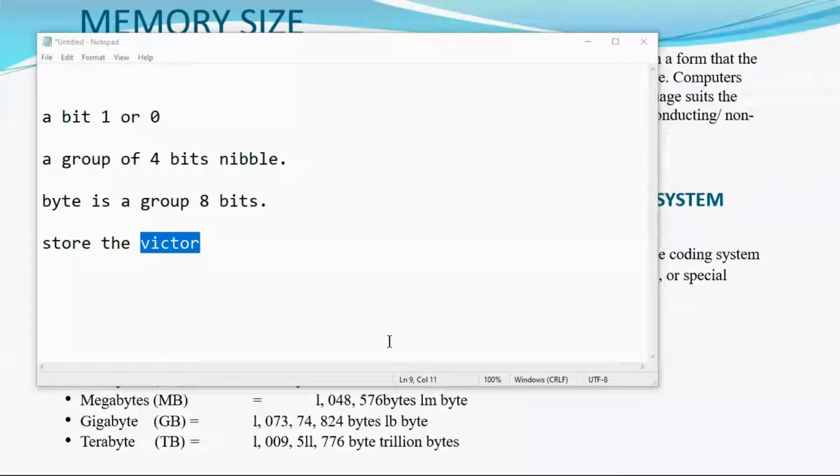Joshua, I see your hand is up. Please unmute. Joshua, unmute and speak.